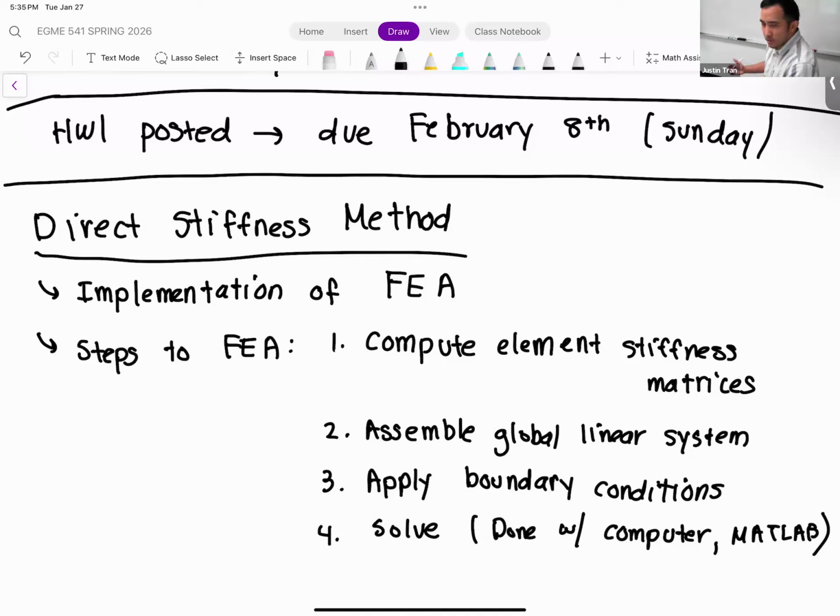Technically after step 4, there is a step 5 for post-processing, but while we're going over the theory, we're not going to worry about that too much. We're going to stop at the solutions. All right, so that is a summary of the finite element process. Let's go ahead and apply this to another example and see how this is applied.